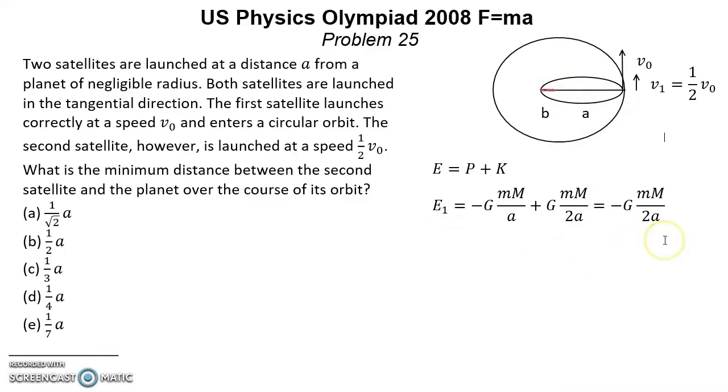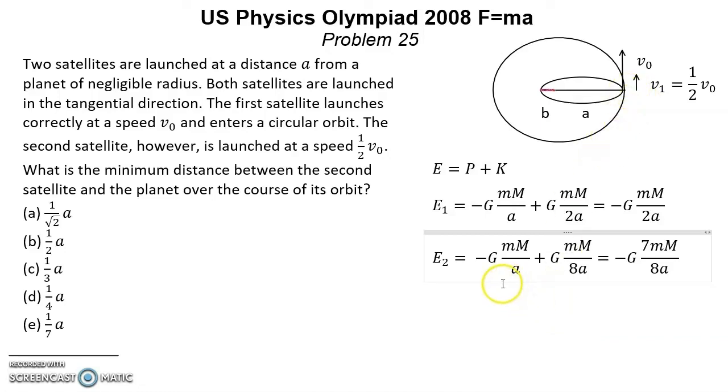If this is the energy for the first satellite, we can calculate the total energy for the second satellite. That will be this expression. We have potential energy at this point the same, negative GMm over A, but kinetic energy 4 times less than the kinetic energy of the first satellite, because the speed is half. So finally we have this expression for the total energy of the second satellite, which is negative 7GMm over 8A. This is from one hand.